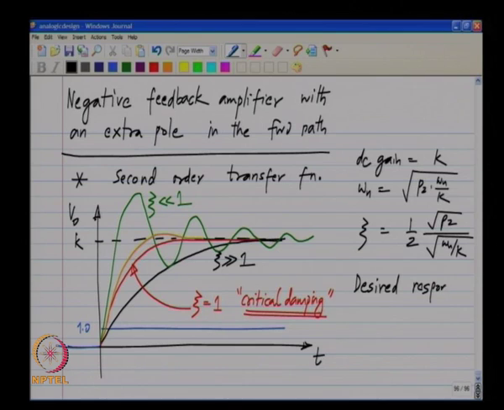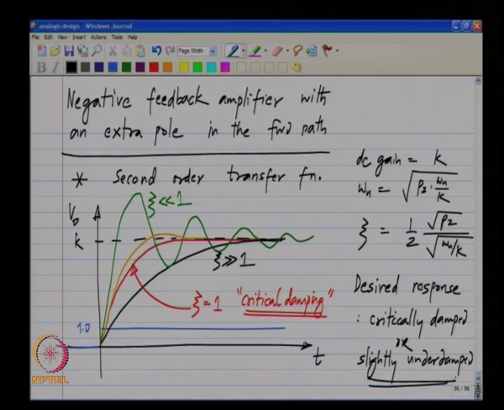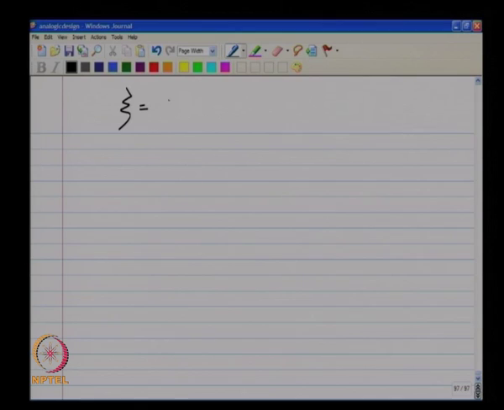The desired response is usually critically damped or slightly under damped. Okay. So, this is the kind of response that we are looking for. So, first let us calculate the value of the parasitic poles that are permissible to have this. Okay. Let us say I want to have a critically damped system, that is I would like to have zeta equal to 1.0. Okay.